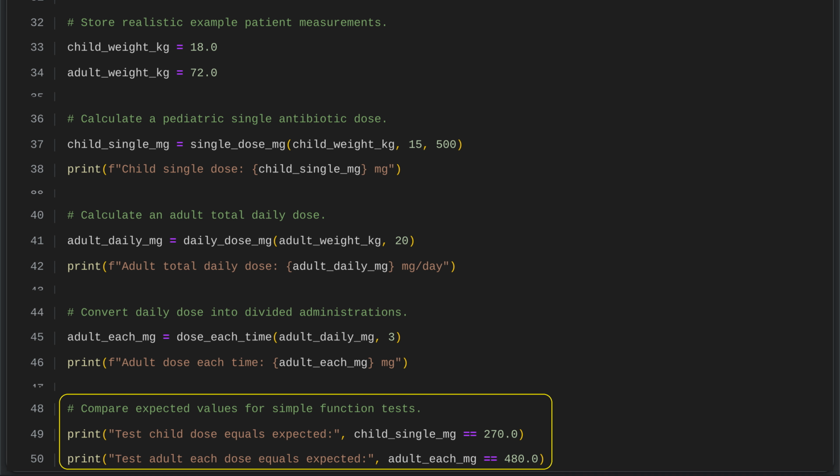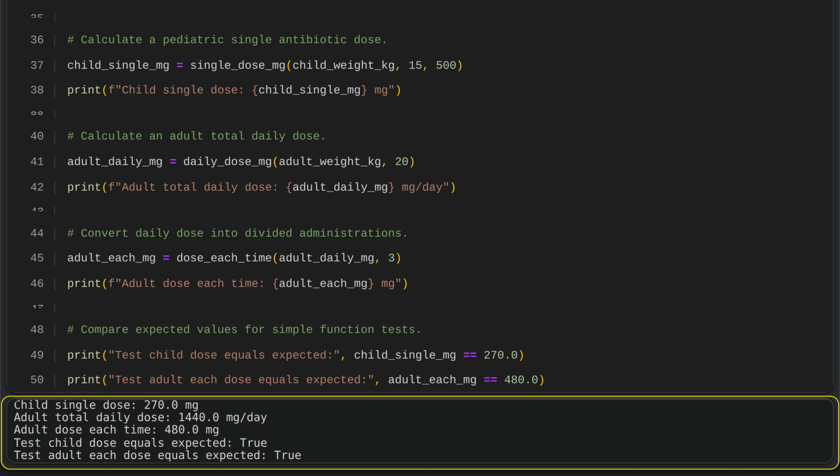This script calculates medication doses from a patient's weight and dosing rules. It includes separate calculations for a single dose, a total daily dose, and dividing that daily amount into multiple administrations. In the examples, an 18-kilogram child receives a capped antibiotic dose of 270 milligrams, while a 72-kilogram adult receives 1,440 milligrams per day, split into 3 doses of 480 milligrams. Simple tests confirm that these results match the expected values.